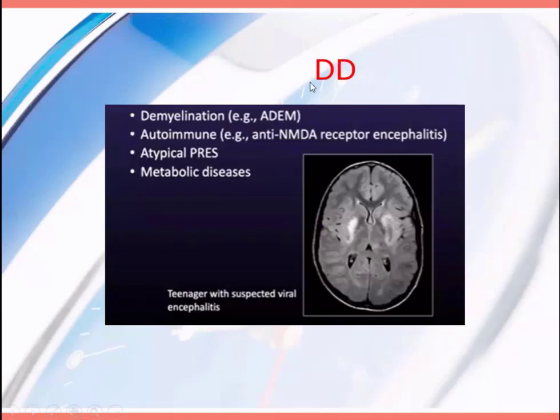Take care of the differential diagnosis. So if you are guided by the CSF, you may diagnose the patient: if he has high protein and no cells, it may be autoimmune or demyelination. If the CSF is normal, you may consider also PRES and metabolic disease.